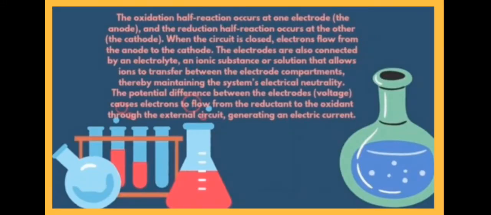The oxidation half reaction occurs at one electrode, the anode, and the reduction half reaction occurs at the other, the cathode. When the circuit is closed, electrons flow from the anode to the cathode. The electrodes are also connected by an electrolyte, an ionic substance or solution that allows ions to transfer between the electrode compartments, thereby maintaining the system's electrical neutrality. The potential difference between the electrodes causes electrons to flow from the reductant to the oxidant through the external circuit, generating an electric current.